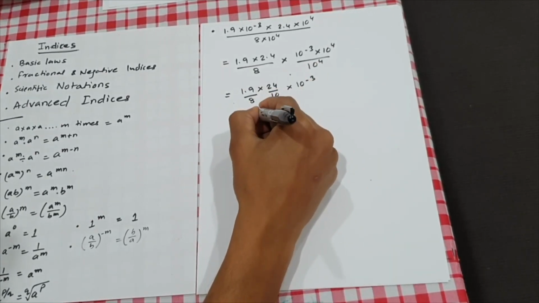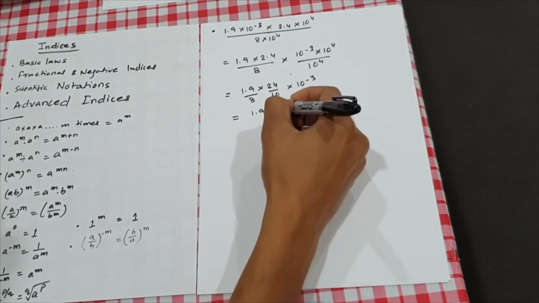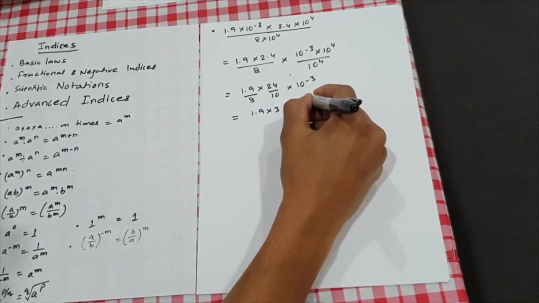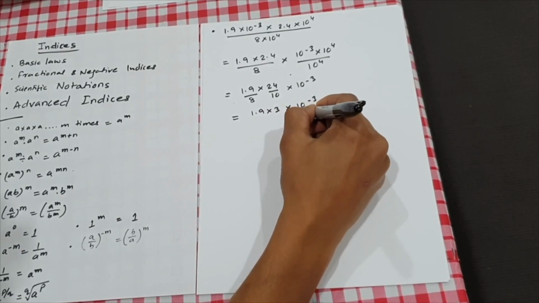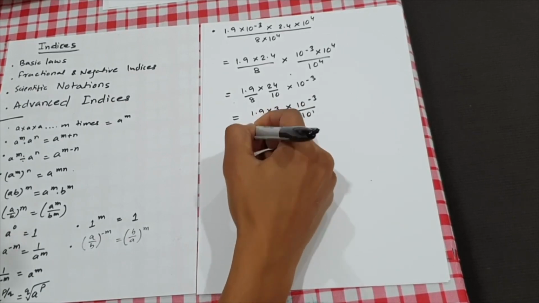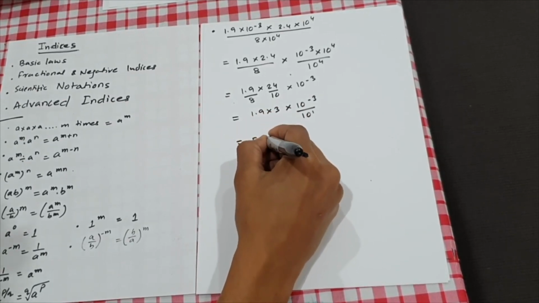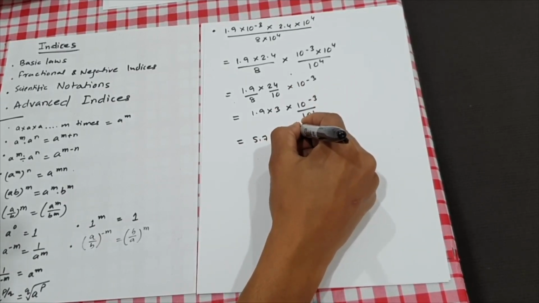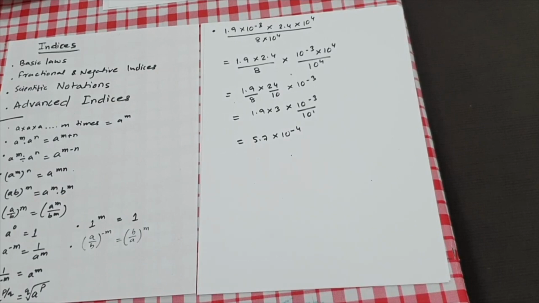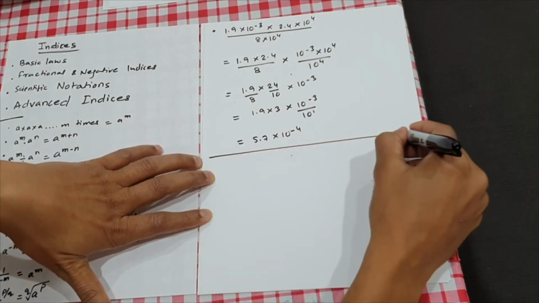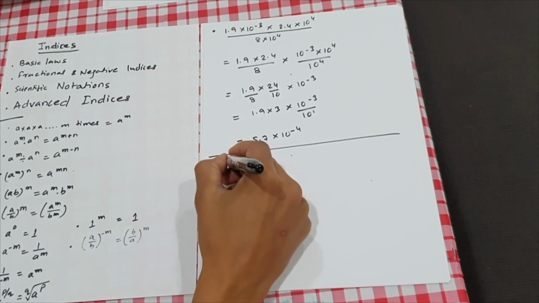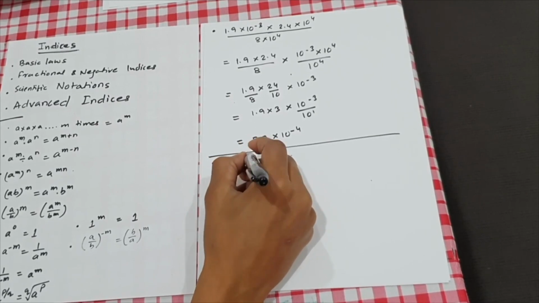3, 1.9 times 3, and then we have 10 to the power minus 3, and then 10 to the power 1. So this becomes 5.7, and this becomes 10 to the power, this is 1, it goes up, it becomes minus 1. So that's your answer in scientific notation. Okay, we'll do a few more sums before we finish this chapter. Feel free to ask any questions that you may have, or send out your comments as needed.